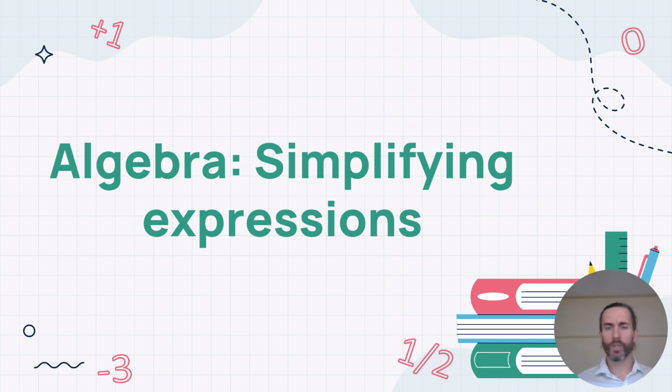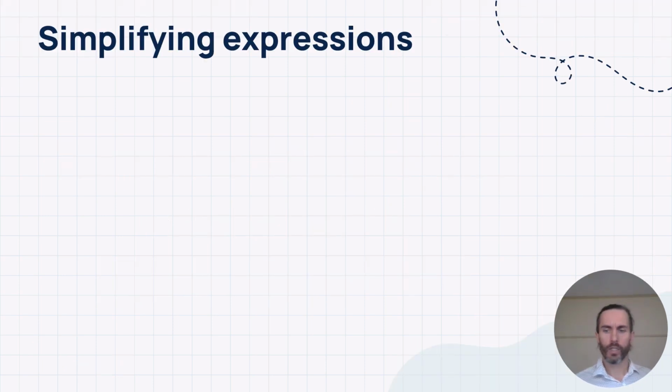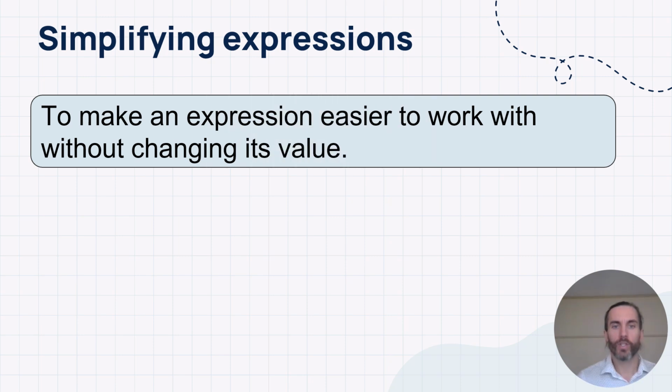Okay, so we looked at simplifying some expressions on the previous video using addition and subtraction. Now we're going to look at how it's different if we're using multiplication and division. So what do we mean when we're simplifying expressions? It means we're trying to make the expression easier to work with, but we're not changing its value.